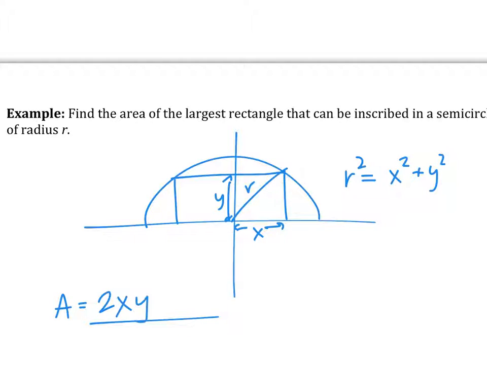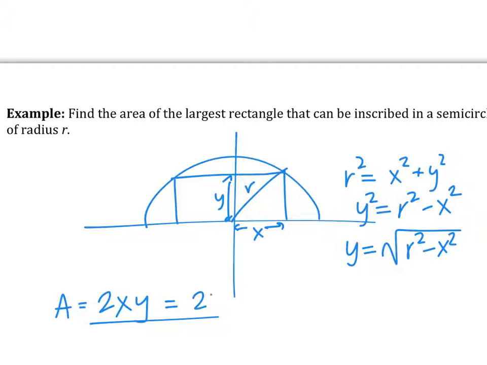2x times y. Well, we have to make sure that everything has just one variable. We have x and we have y, so we need to find y. y squared is r squared minus x squared, and then y is the square root of r squared minus x squared. So that is 2x times the square root of r squared minus x squared. Again, r doesn't matter. It's not a variable. r is just a number in this question.